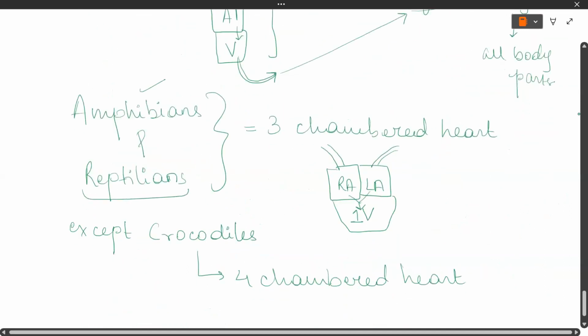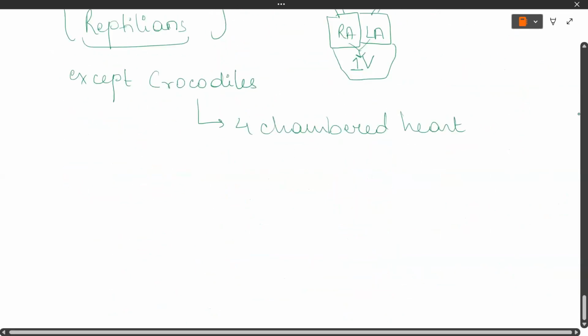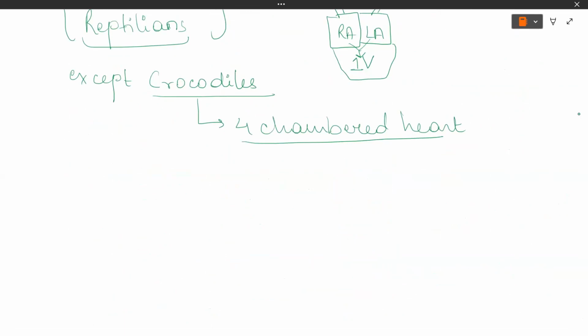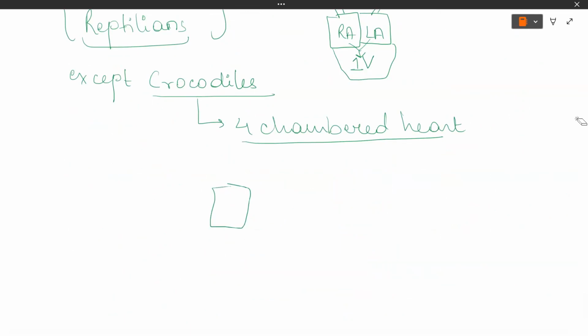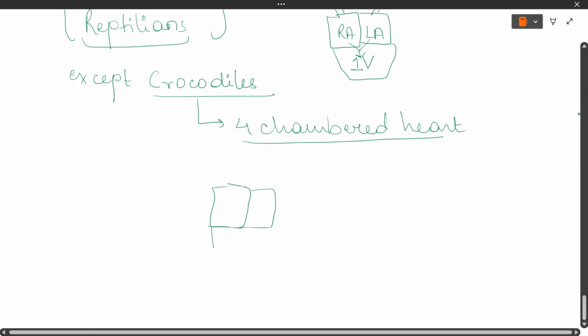Then we studied about the amphibians and the reptiles that have a three-chambered heart. But in the case of mammals and crocodiles, because they have a four-chambered heart, what happens here? The four-chambered heart is there first of all. Sorry, the diagram is very bad. Double circulation. Yes, very good. Double circulation takes place in the case of mammals and crocodiles.